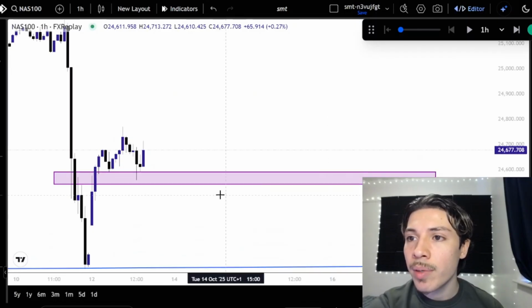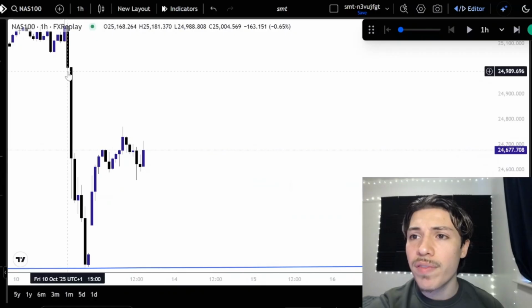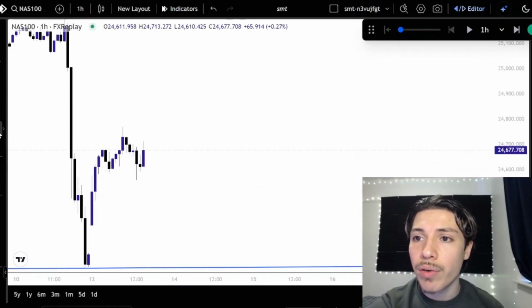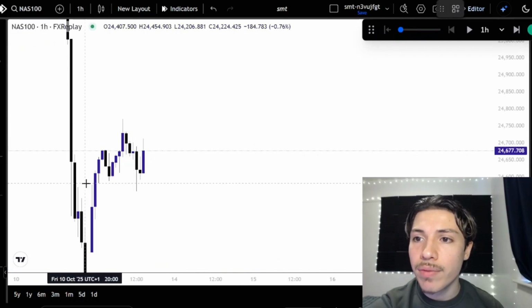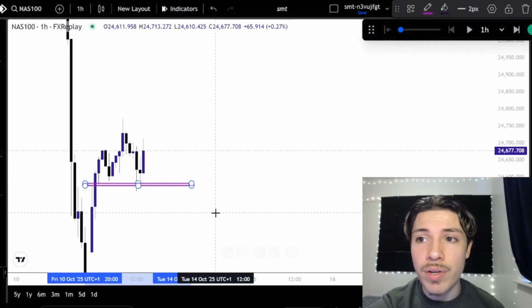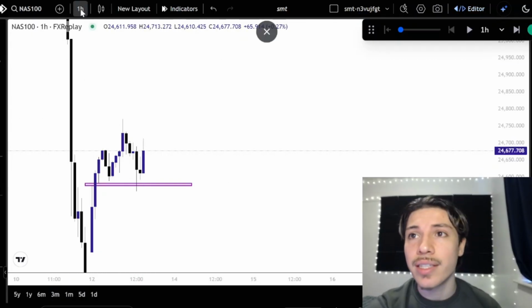Pretty similar. Nothing too different. We can see that we've tapped into this 1 hour bearish fair value gap. We're sort of chopping around. We did come down and tap into this 1 hour bullish one. Very small fair value gap, but nevertheless, it still got respected. And you can see that now we're getting this rejection from it. So buys are definitely still on the table.